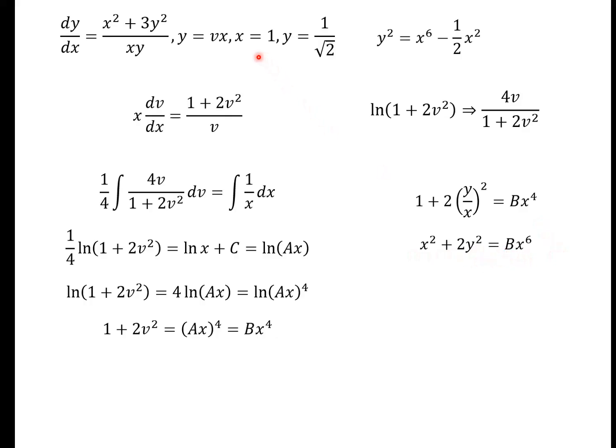So now I'm going to make my substitution using those boundary conditions. x is 1, so 1 squared, and then 2 lots of 1 over root 2 squared is another just 1, and then the right hand side is just b, because it's b times 1. So the b is equal to 2. I can put this into here, and then write it the way they wanted it. Divided by 2 and stick in the half x squared on the other side.